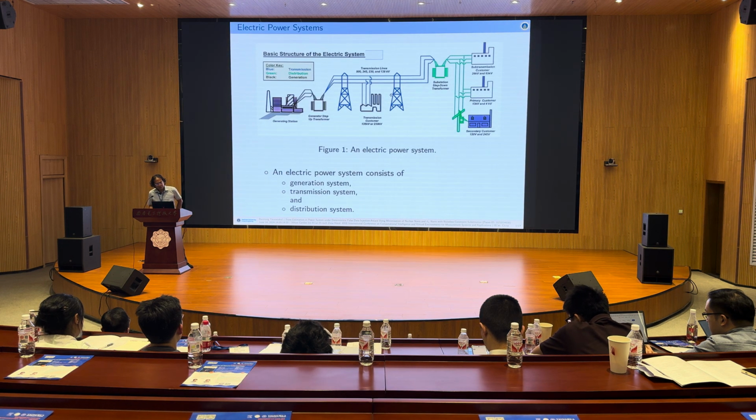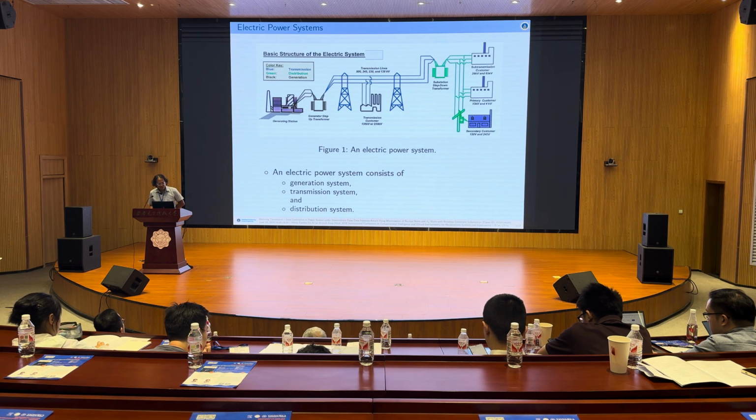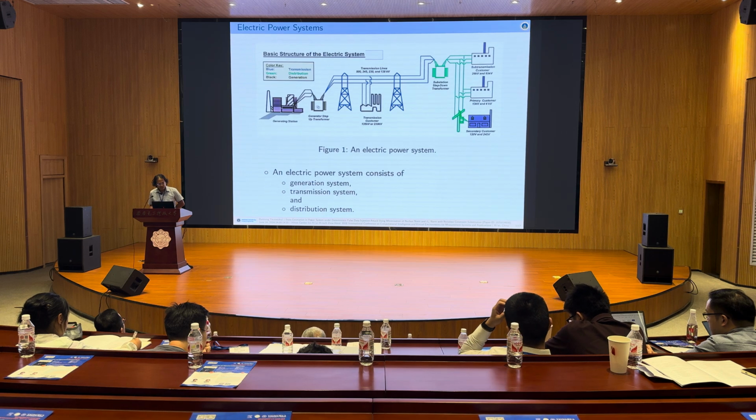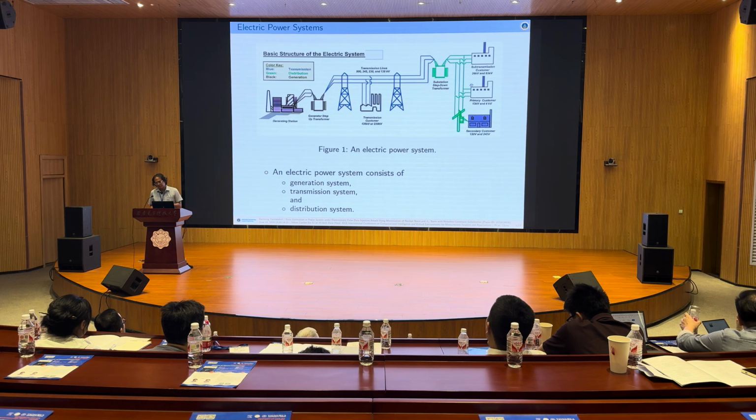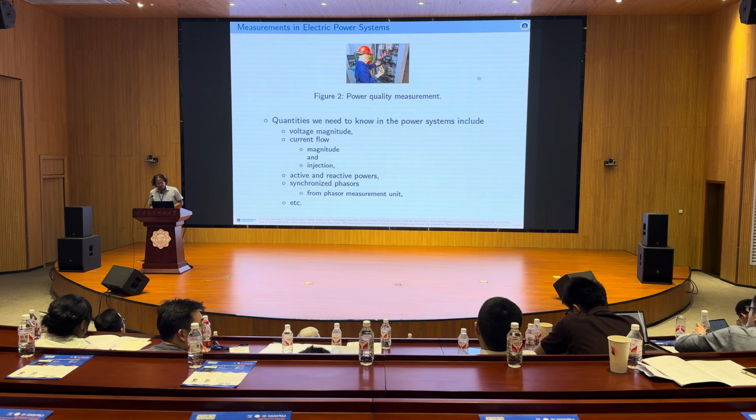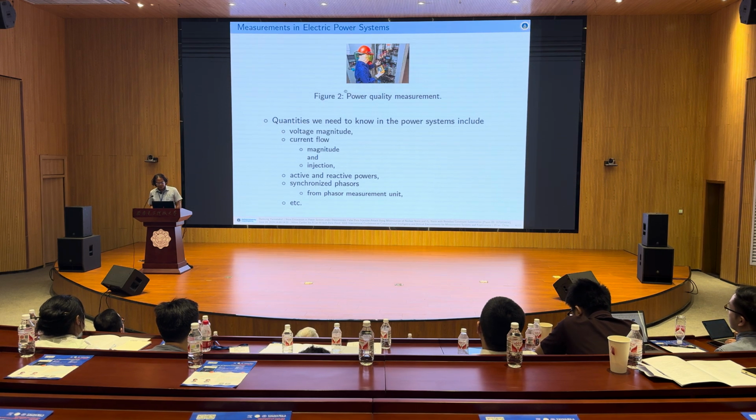Let's have a look at the basic structure of a power system. You have a power plant that generates electricity, and then you supply it through a step-up transformer, and you have transmission lines which belong to the transmission system, and you have the power distribution system right here to distribute the electricity to household users. And of course, in operation of the power system, we need to measure some basic quantities in the power system.